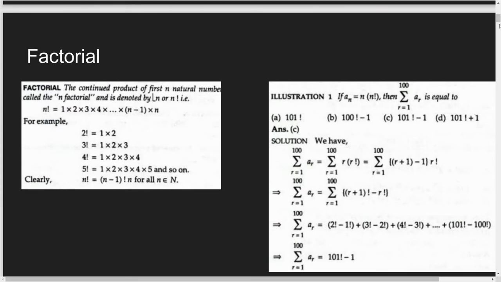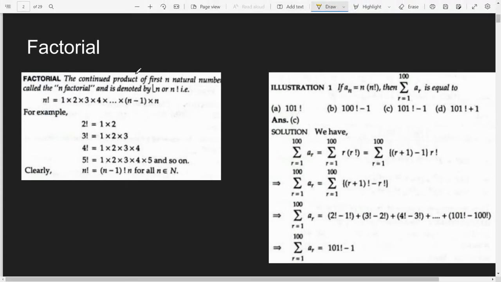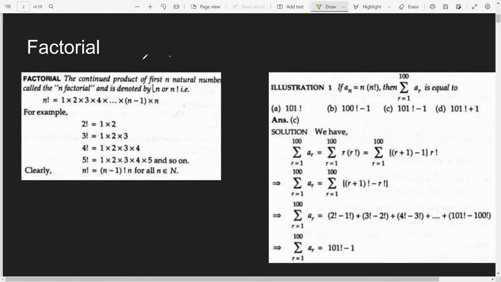Before studying permutation and combination, the most important part is learning about the factorial. So, what is the factorial? Okay, so let's learn about the factorial first. Factorial is written as n factorial. It is defined as the product of n natural numbers starting from 1. So, it's 1 into 2 into 3 into dot dot dot into n.